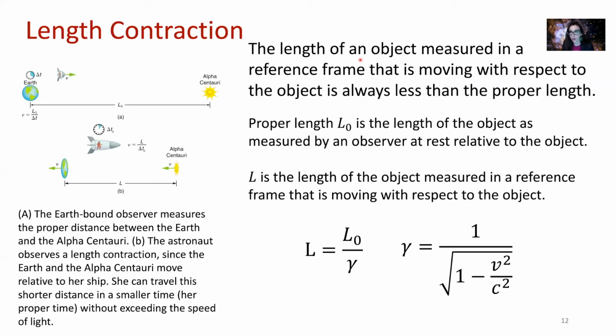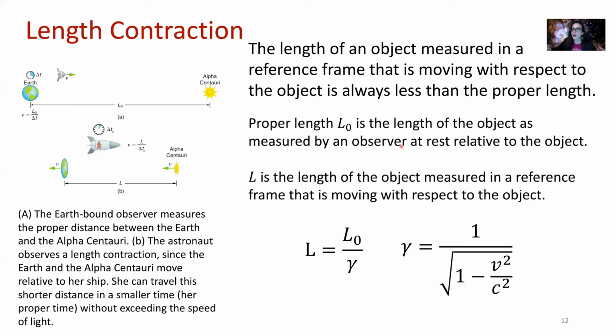Length contraction refers to how the length of an object changes when you travel close to the speed of light. The length of an object measured in a reference frame that is moving with respect to the object is always less than the proper length. So if you are moving at some speed, especially as you approach the speed of light, you will measure the length of an object to be shorter than what it actually is. That's length contraction.